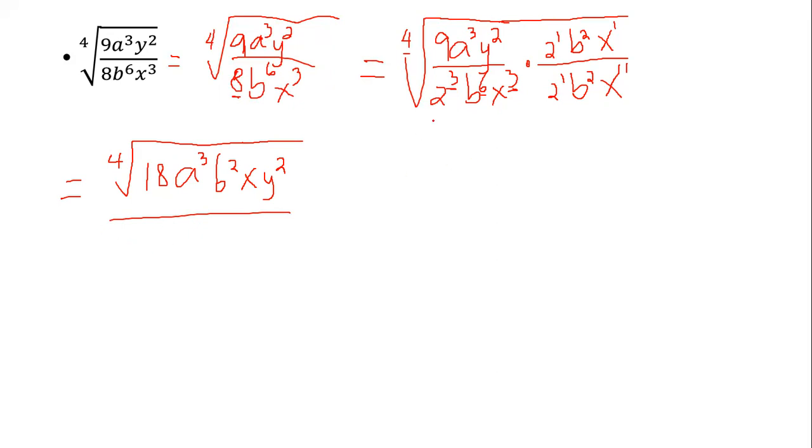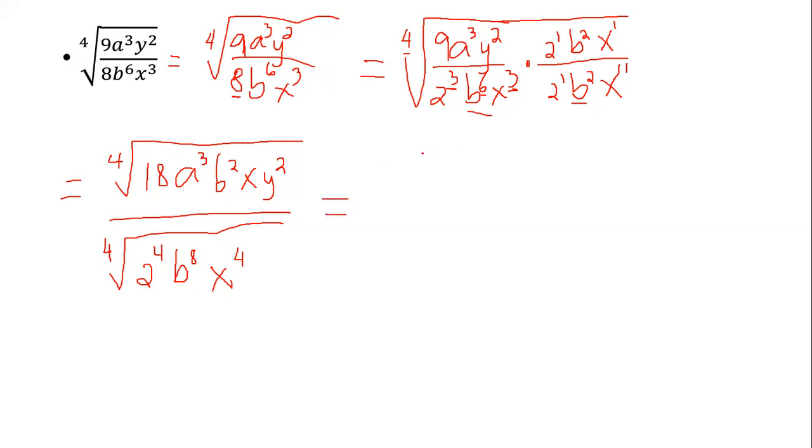Then, syempre po dito, ayan, sa denominator, we have 2 cubed times 2 raised to 1. That will be equivalent to 2 raised to 4. B raised to 6, ayan, times B squared. Copy the base, then we add the exponents. 6 plus 2 equals 8. Then x cubed times x. That is equivalent to x raised to 4.